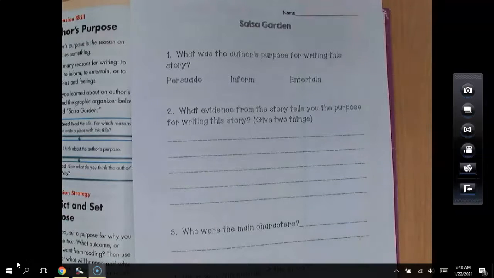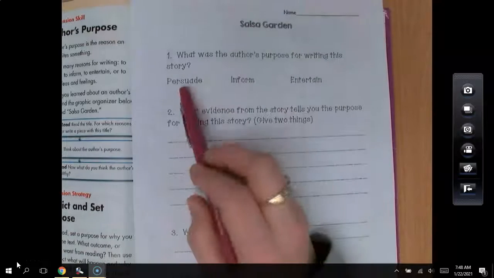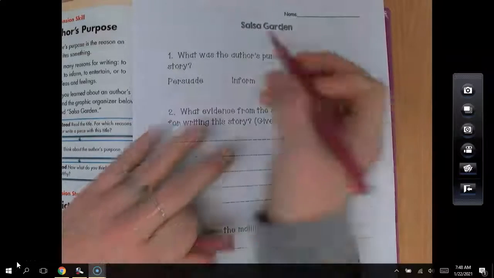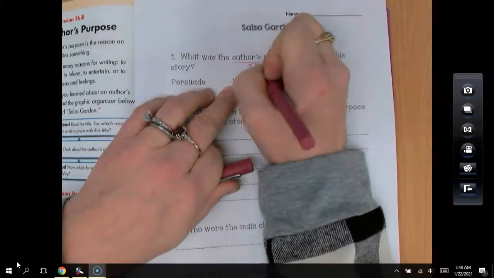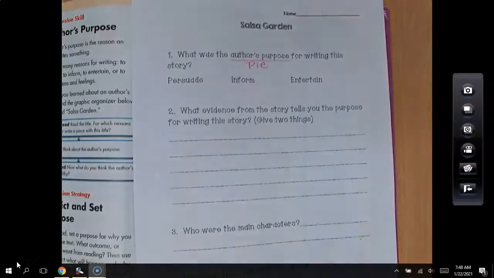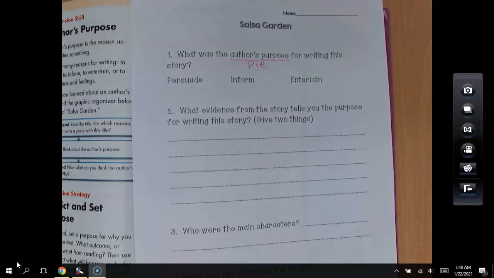So let's talk about each one before we make our final decision. Now, if I look at persuade, when I think of author's purpose, remember, you think of pie. Persuade. What do you think the author is trying to do? When we think of persuade, did the author try to convince us of something? Did the author try to convince us to do something or to believe something?